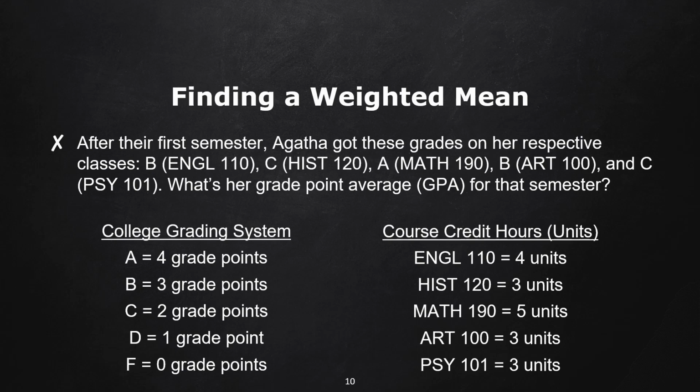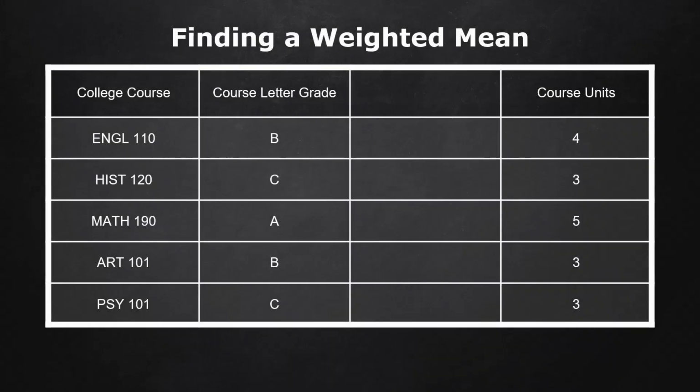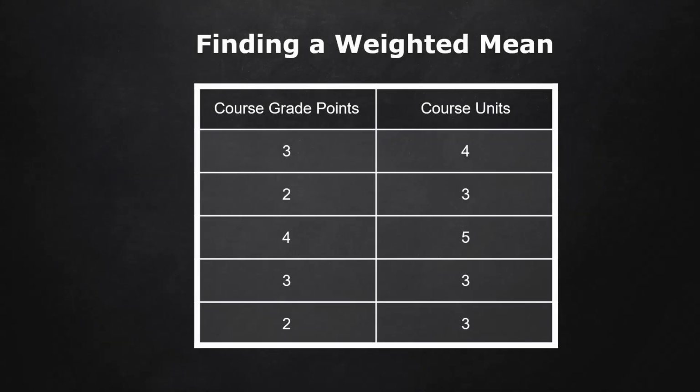So now, let's organize this a bit with a table. We got the college courses there on the left, the course letter grades that Agatha got, and the course units. What we need to do here is switch the letter grades to the grade points. So how much points is each letter grade worth? And if you recall, B was a 3, C is a 2, A is a 4, B is a 3, and C is a 2. And once again, these last 2 columns will be the ones that we'll use to find the weighted mean.